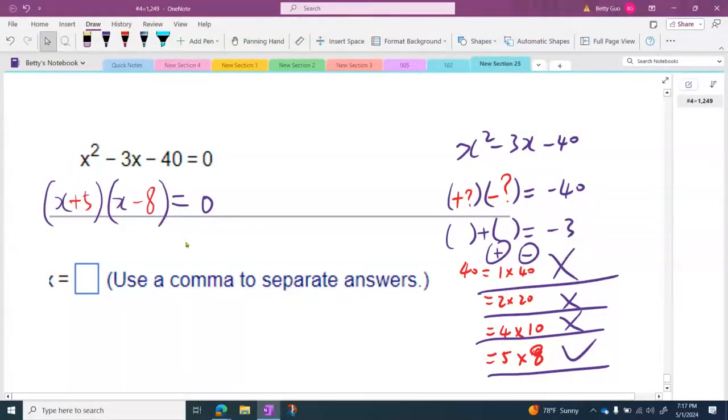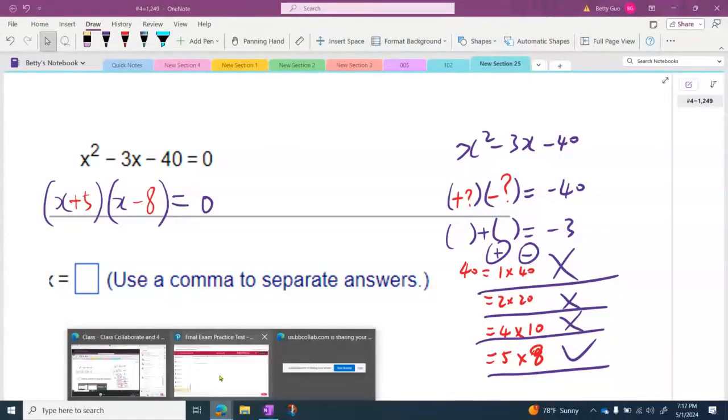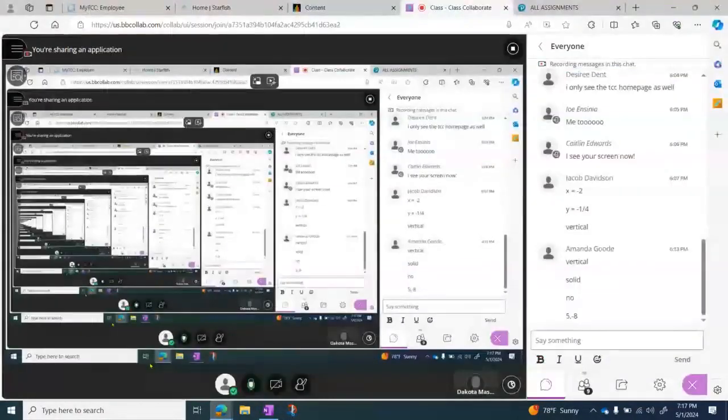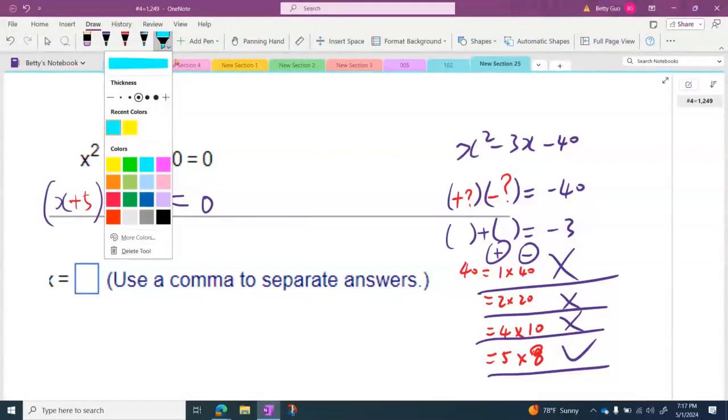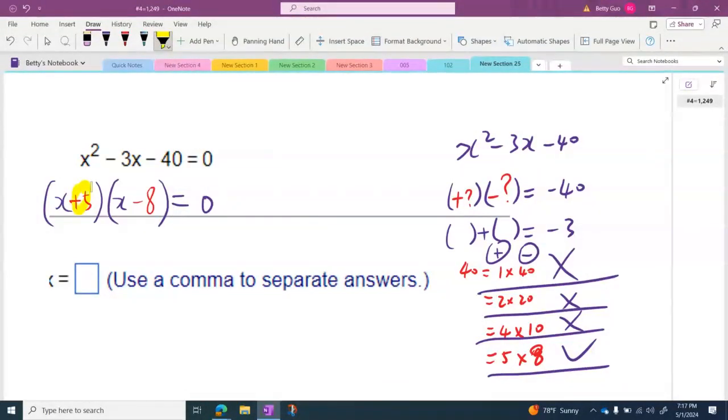They multiply to negative 40, add up to negative 3. Awesome. Thank you, Amanda. And look at this red number. Its opposite is negative 5.